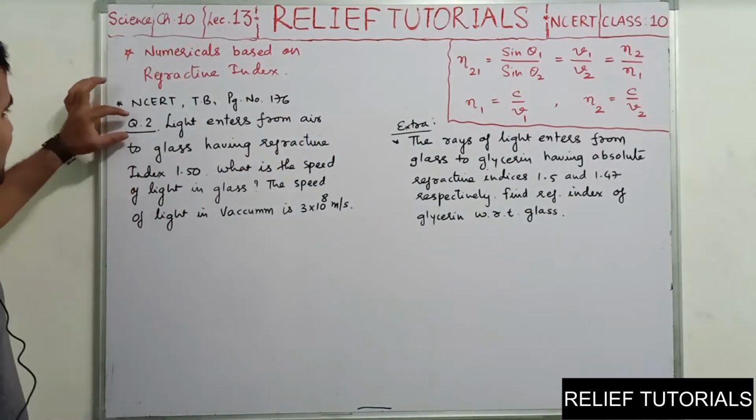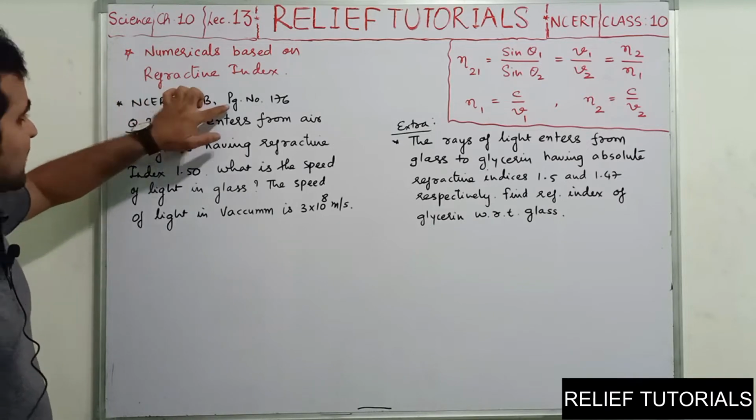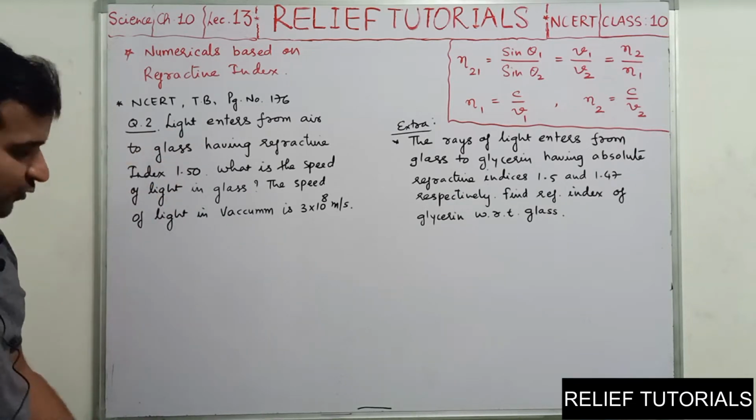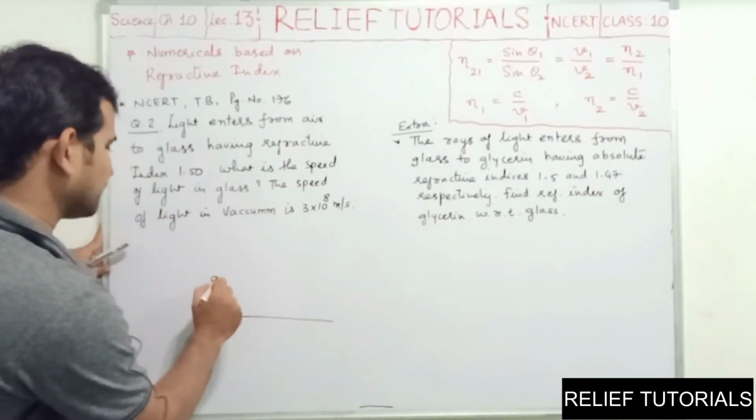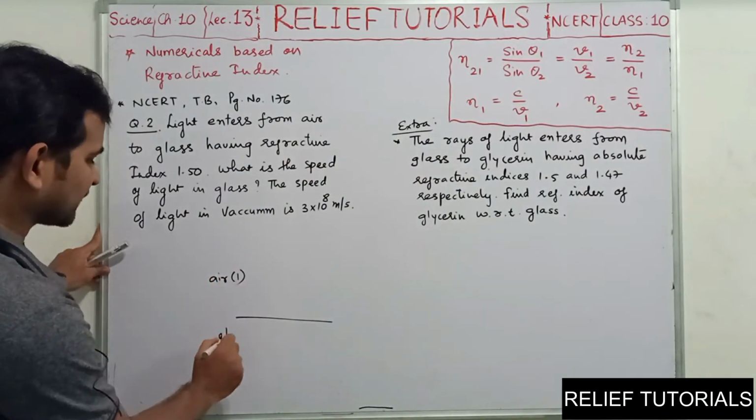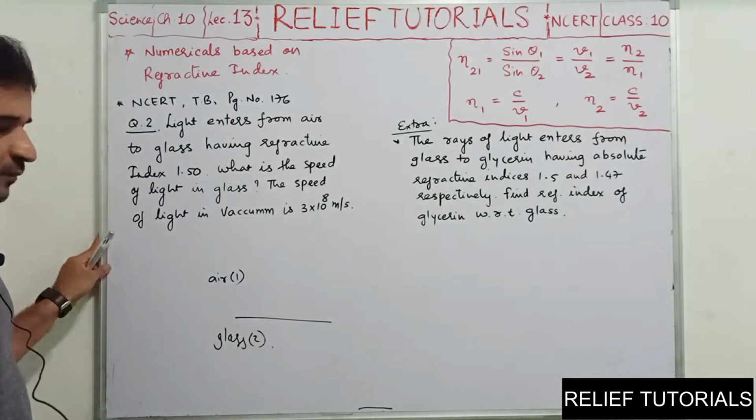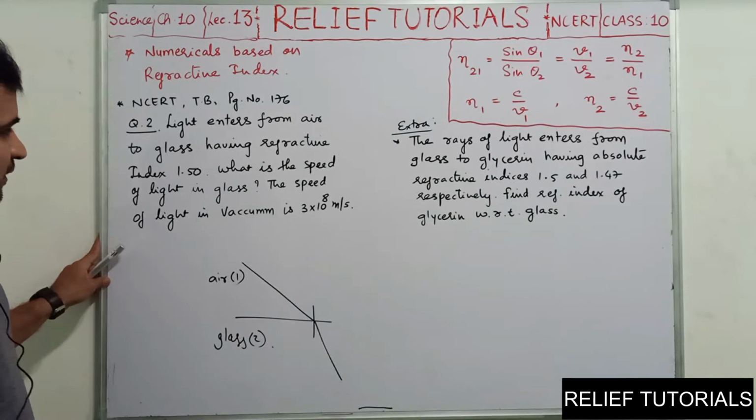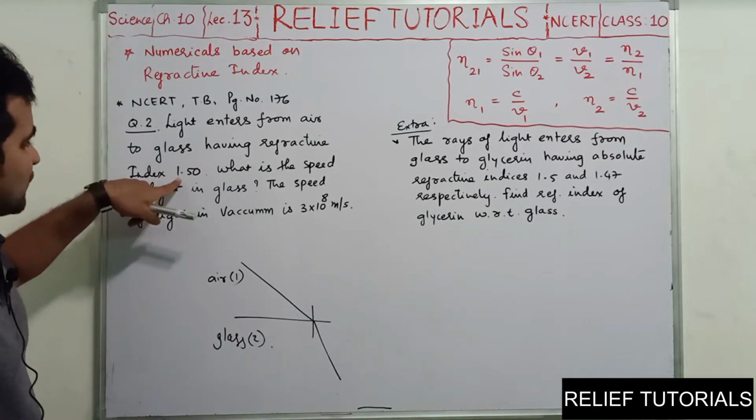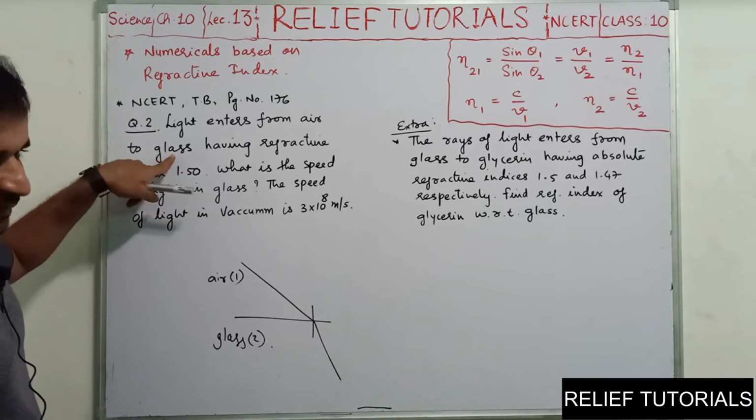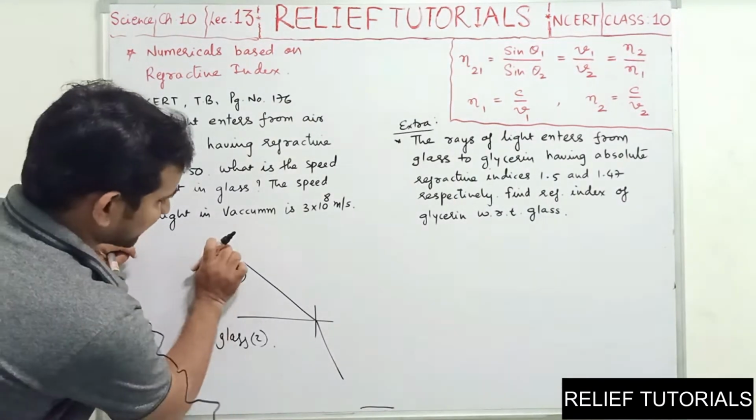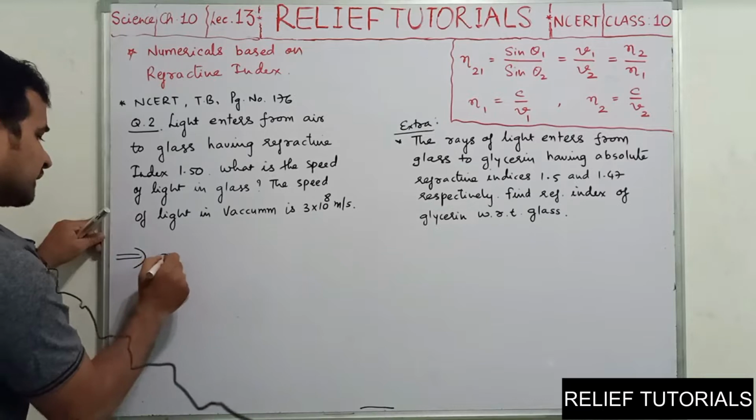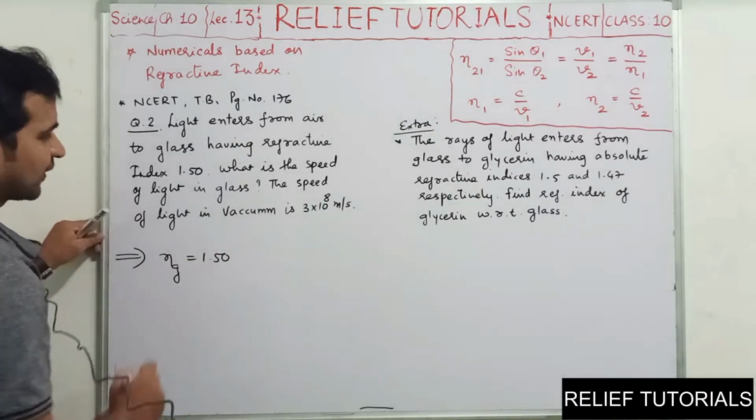Let us see an example from the textbook, page number 176. Light enters from air to glass. So give air as medium number 1 and glass as medium number 2, because light is going from air to glass. Having the refractive index 1.50, this 1.50 is the refractive index of glass with respect to air. But we know that with respect to air means it is one type of absolute refractive index. So we can have refractive index of glass given as 1.50.